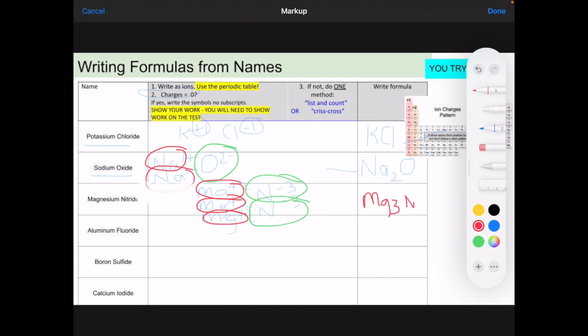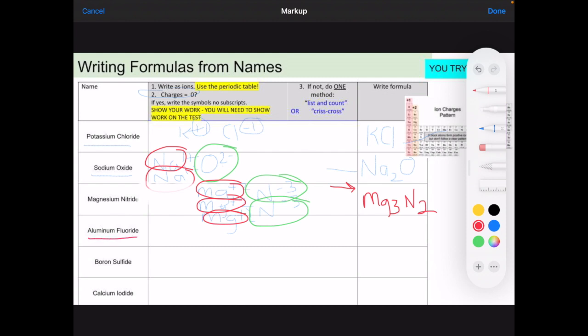I'm just going to use one color, since you don't usually use 2 colors in the formula. So there you go, Mg3N2. Remember, no charges or anything over here, just subscripts. Let's do the next one.